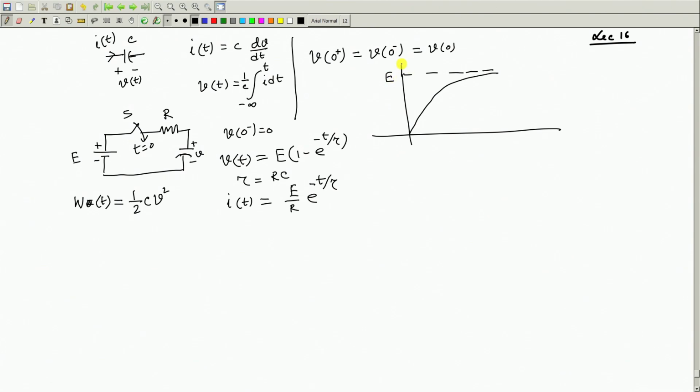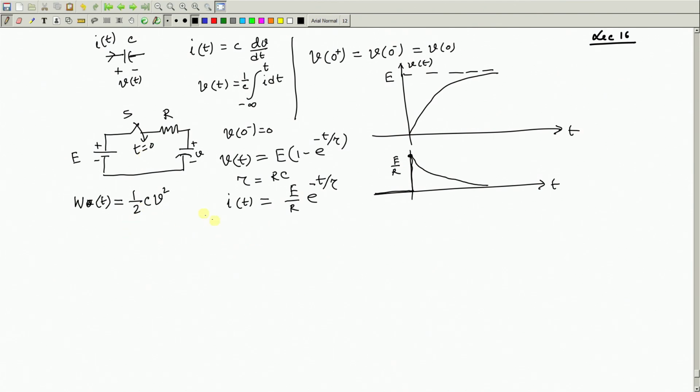This is V(t), and the current, if you sketch, this is t. Current will go up suddenly to a value E by R. This level is E by R, and then it will exponentially decay, and finally no current can exist in this circuit. However, the capacitor will get charged. Now, today we will see how this energy can be retrieved from the capacitor.